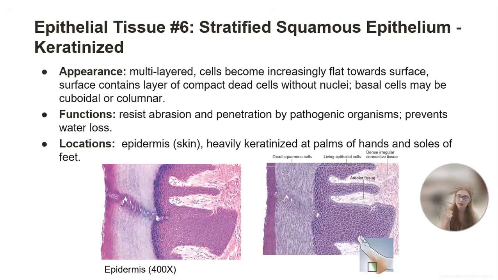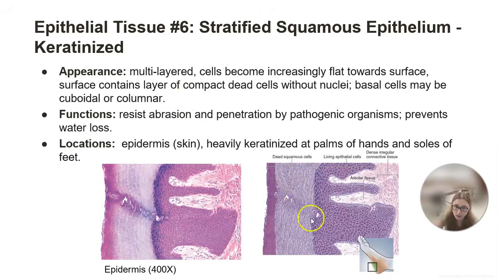This is where keratinizing the cells and allowing those surface cells to die off comes into play. So stratified, we're many layered. Squamous, our surface cells are going to be scale-like in appearance, very flat. We're going to have increasingly flat cells toward the surface, similar to our stratified squamous epithelium that was non-keratinized. Our basal cells may still be kind of cuboidal or columnar in appearance. However, the cells all the way at the surface will be really flat, scaly, squamous in appearance.